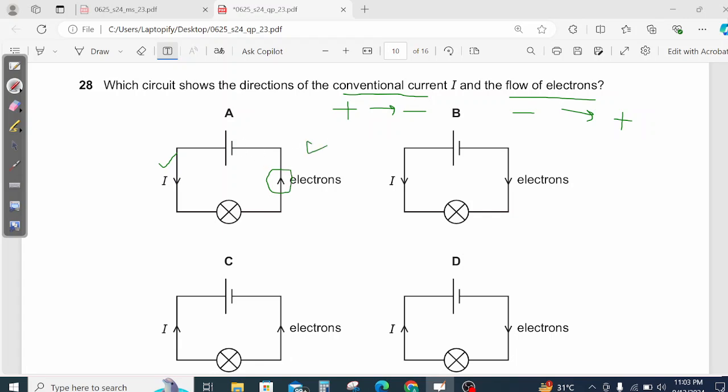So the flow direction of conventional current is okay, but if you look at the path of electrons, it is not correct. Yes, the direction of conventional current is positive to negative, and this is correct. Electron is also moving from negative to positive, so this is correct. So your option will be B here.